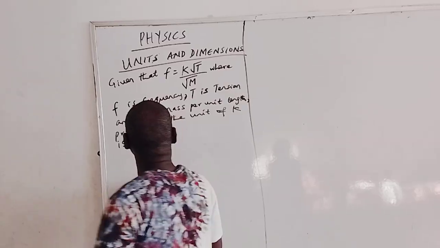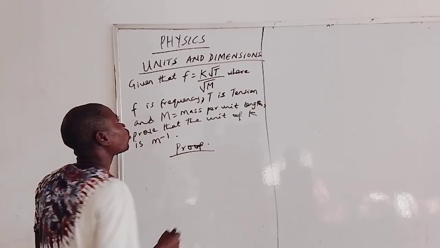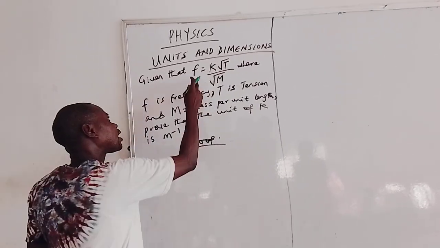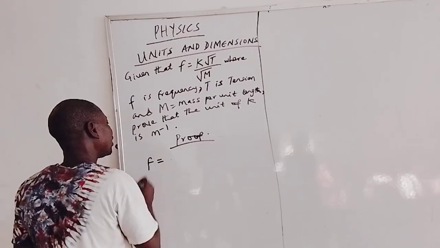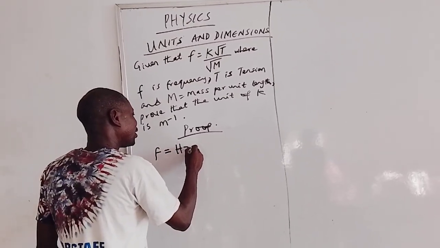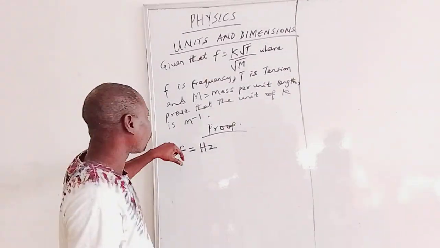So all we need to do is to write the units of each of those parameters out. First and foremost, we are going to say f, which is our frequency, and the unit of frequency is x. So now x is just a representation for frequency.